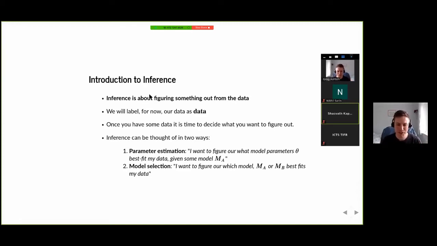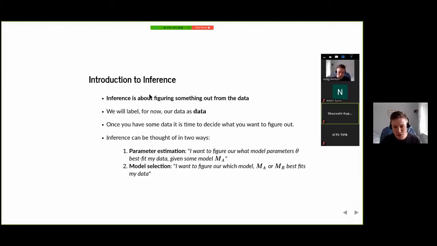And inference, or parameter estimation, is really about figuring something out from the data. That's what we're doing. We're doing data analysis. We're doing Bayesian data analysis, then we use Bayes' theorem. So let's make some labels and let's make things kind of formulaic, if you like. So we'll now call data bold data, and we're going to now plug that into Bayes' theorem.